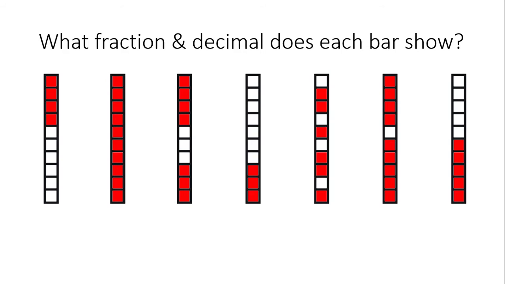Here's another one for you to do. What I'm showing you is a bunch of fraction sticks, and each stick has a different fraction of them colored in red. So what I'm asking you to do is tell me what fraction is colored in red, but I want you to also write it as a decimal. So write it as a fraction of 10, and then also as a decimal. Press pause to try it out. Press play to check your answers.